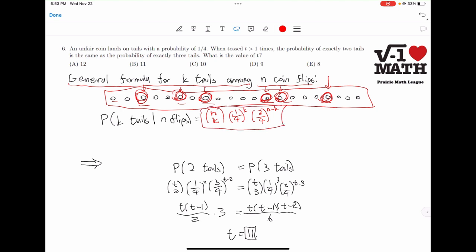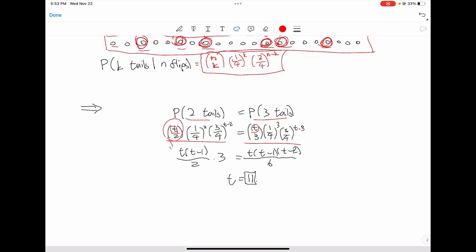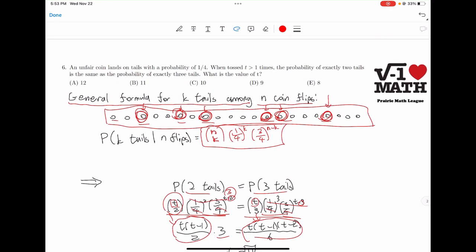Now all we have to do is a bit of algebra with 2 tails and 3 tails among a total of T coin flips. So we have this equals this, and we can expand these combination formulas into this and this. Now, the denominators completely cancel just by multiplying both sides by 4 to the power of T. And most of this also cancels. The only thing that doesn't cancel is an extra 3 here because of this difference. So we get an extra 3 on this side, and after a bit of algebra, we get T equal to 11, which is option B.